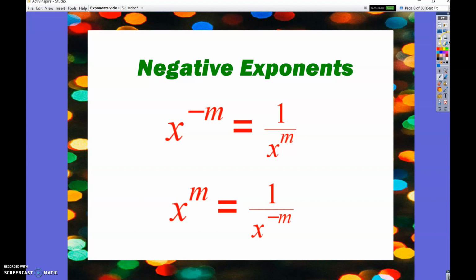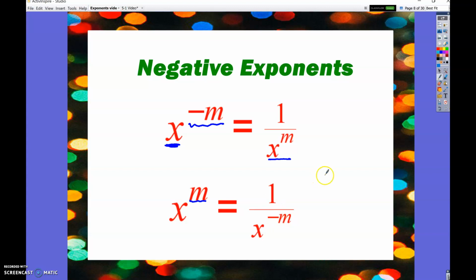So our rule would be, if you ever have a base, like x, to a negative power, put it in the denominator and it'll be a positive power. Or if you ever have a positive power and you want to change it to be a negative, you'd put it in the basement as well.